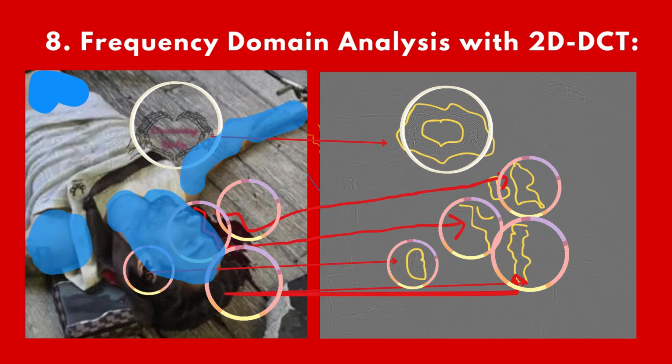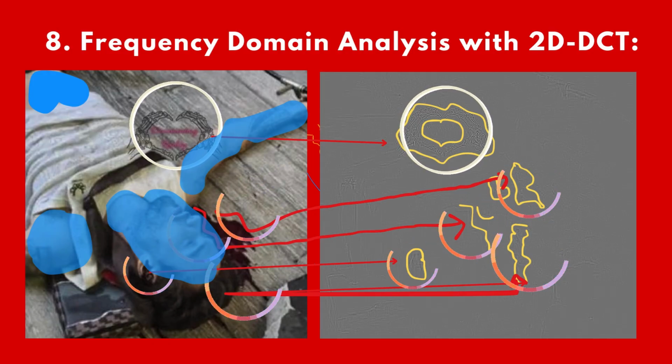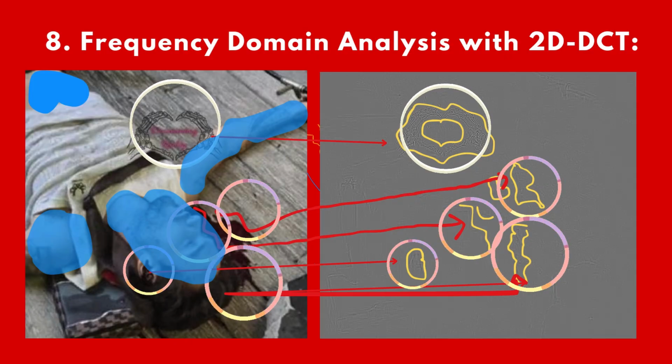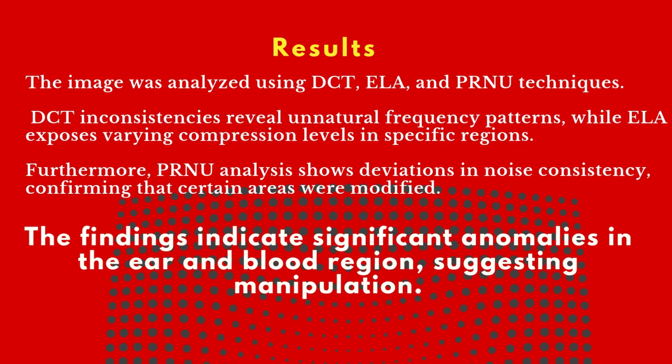Please take a closer look at the discrepancies that occurred during our PRNU analysis. In contrast to the pole, the regions near the head, ear, and blood pool exhibit significantly higher PRNU noise patterns, suggesting potential alterations or editing in these areas.